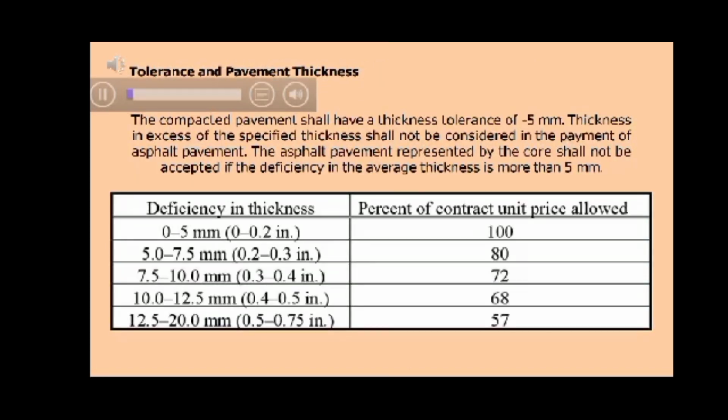So lastly, a compacted clearance of 5 mm in excess of the specified thickness, the payment of asphalt pavement represented by the core shall not be in the average thickness if it is more. So these are the table. Thickness 0 to 5 mm, to 0.2 in percent of contract unit 5.0 meter 80 0 mm 72.0 12.2.0 68 and 12.5 meter 57.